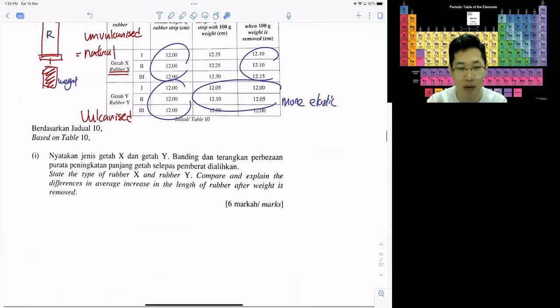The way they come out is they change the word. Then students will be like, what is unvulcanized rubber? I never learned that before. It's actually natural. They can ask you to give characteristic of unvulcanized rubber: soft, easily oxidized.